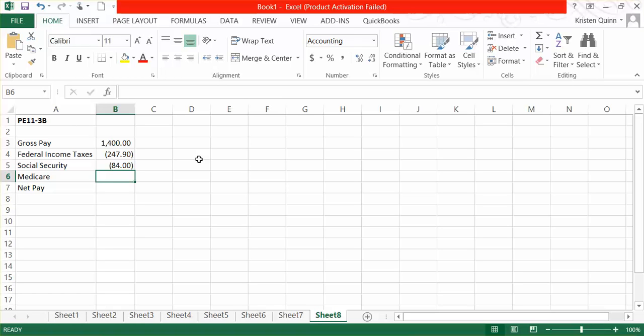Please note that for both Social Security and Medicare, we calculated it based off of the total gross earnings. We know from the previous example, when calculating federal income taxes, we used taxable income that we had subtracted away that $70 from gross pay to get to our taxable income amount.